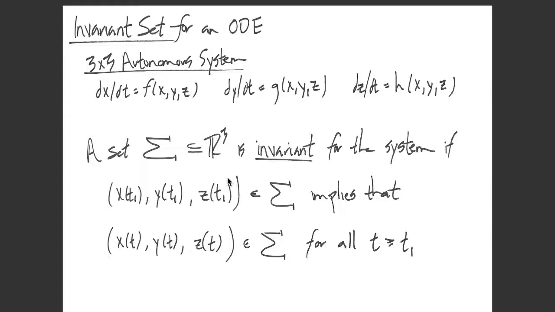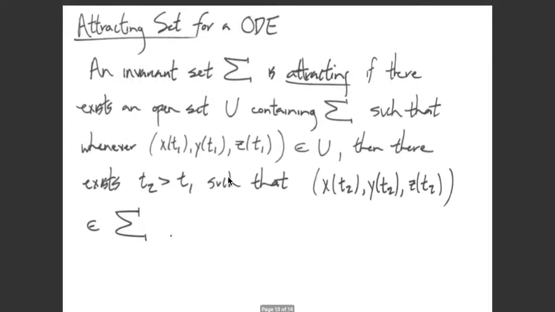Now, being an invariant set is one thing, but an invariant set may also be what we call an attractor. An invariant set is an attractor if, in addition to being an invariant set, it has sort of a basin of attraction. There's an open set U containing sigma, such that once the solution enters U, then there must be some later time when it also enters sigma.